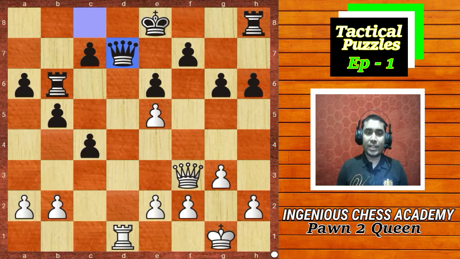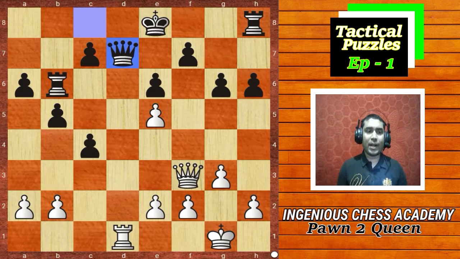And step number three, attack. If your check is not working, your capturing is not working, or there is no check or capture, then you can go for an attack. Attack means you have to play an attacking move. You have to attack your opponent's hanging pieces, or any weak spot. It can be a weak square also.